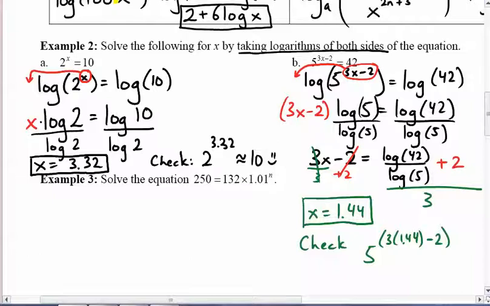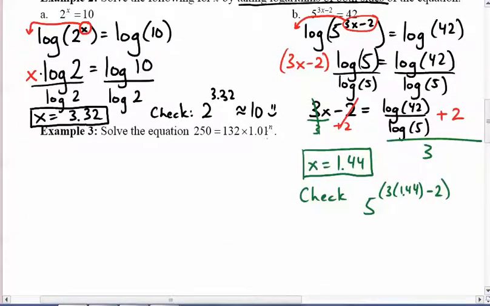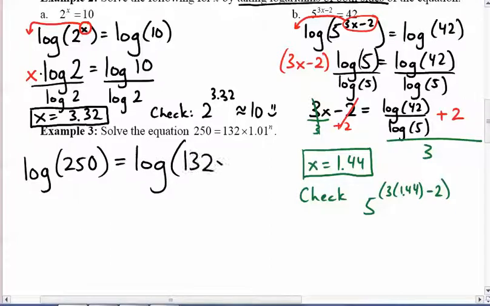So same thing happens with example number 3. There's a variable in the exponent, which means that you need to take logs on both sides. So you just take logs of everything that's on the left side and log of everything that's on the right side. Now this is a little bit more complicated because on the right side we have 2 terms.